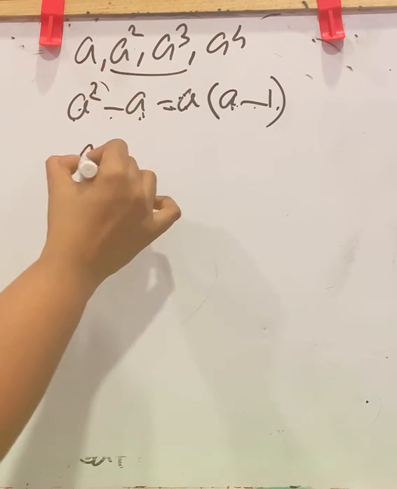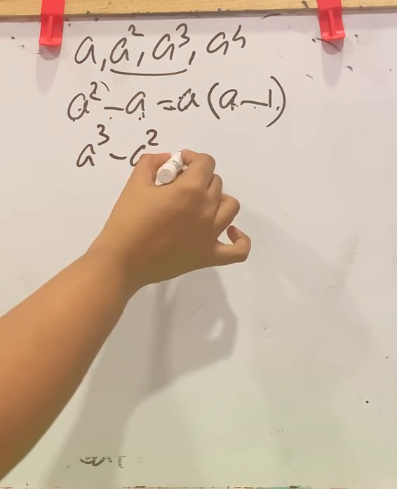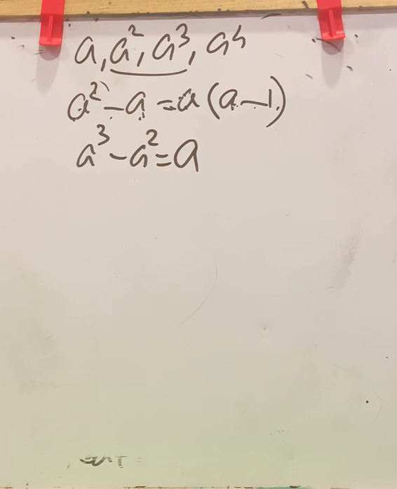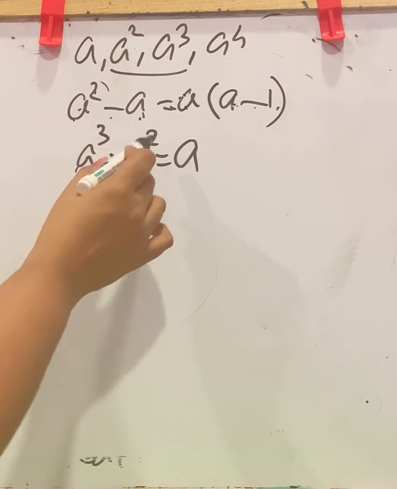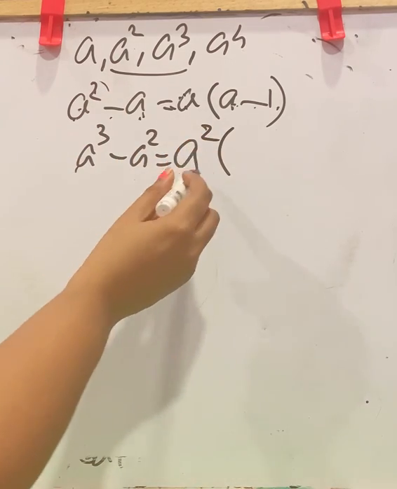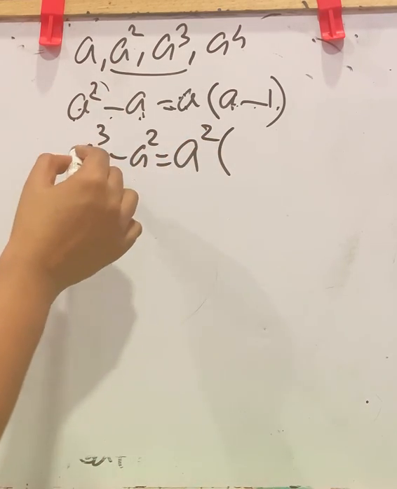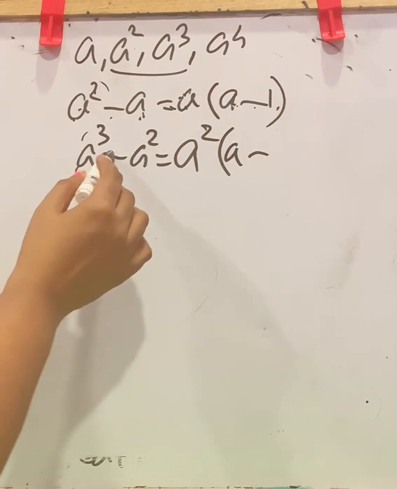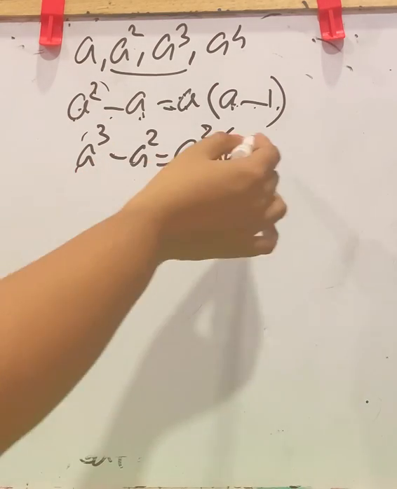Next, A cube minus A square. Again, what will you take common? Here, in A cube and A square, we can take A square as common. Here 2 A's are taken outside, the balance will be 1A. Here 2 A's are taken outside, the balance is 1.